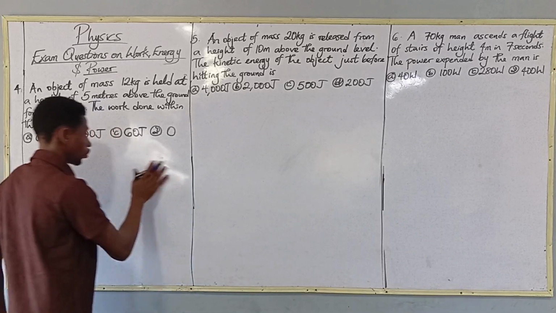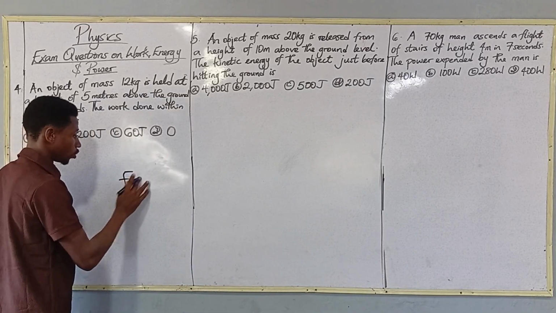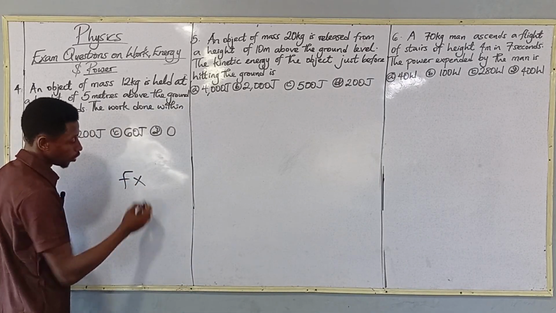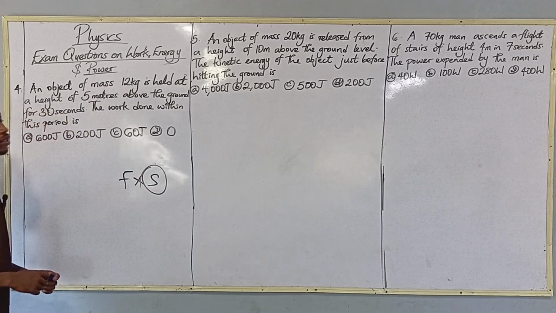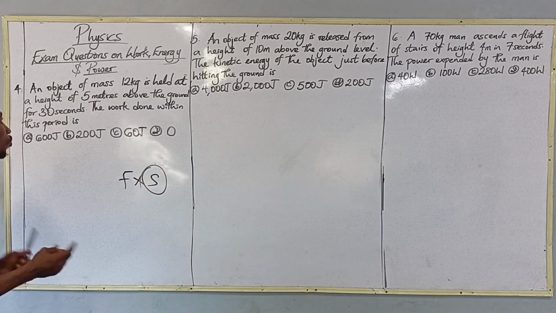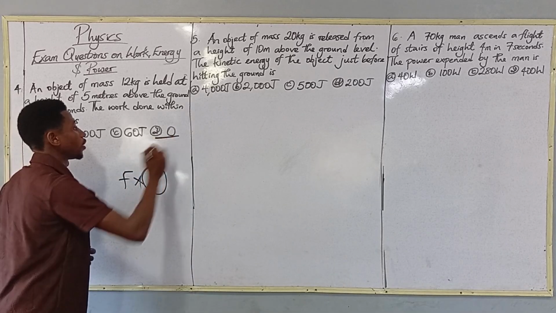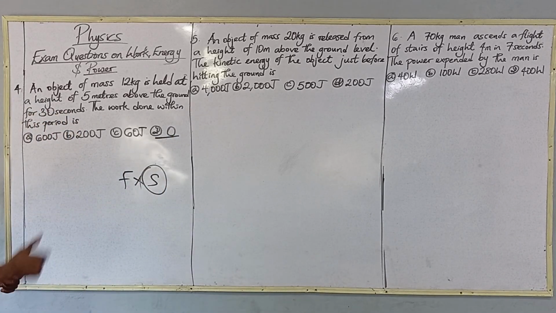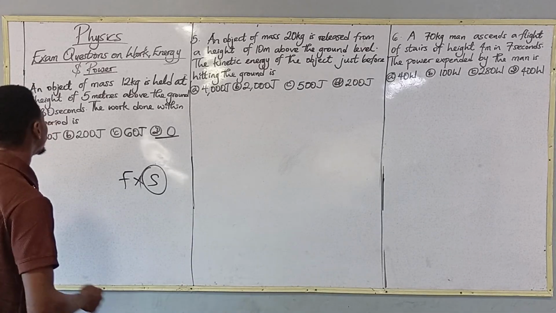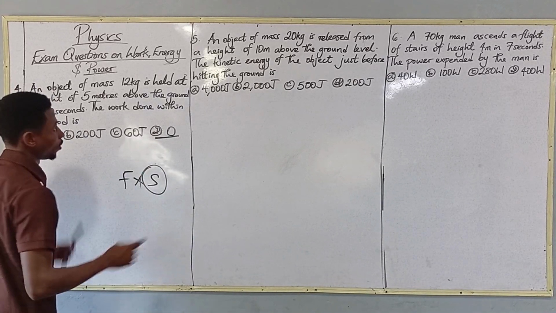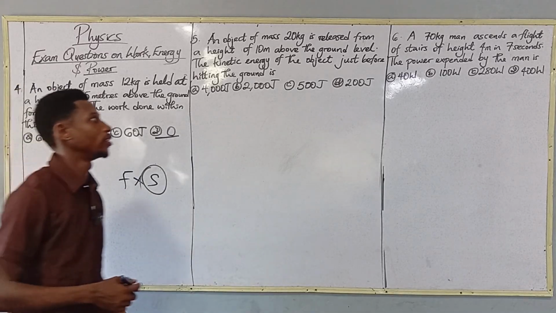Our knowledge of work is that work is done when force moves a body through a distance. If no distance is covered, then no work is done. In this question, the answer is 0. And the reason is, the body was just held at a certain height. It did not go up or down or move forward or backward. So the answer here is 0. It's just a test of your knowledge.